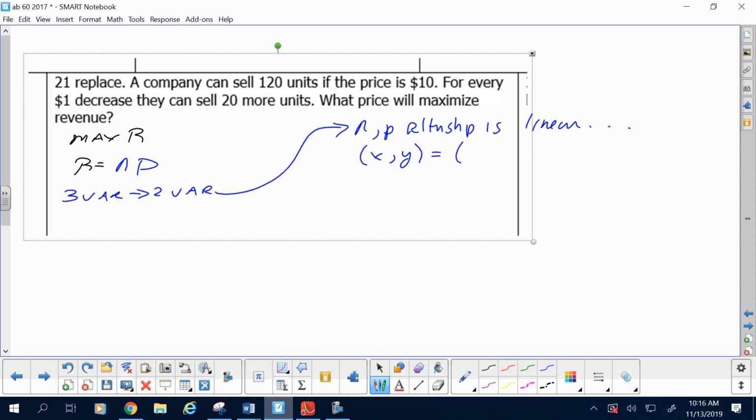Which is the dependent variable, and which do you get to choose? Do you get to choose price or how many you sell? You get to choose price. Does that make it X or Y?